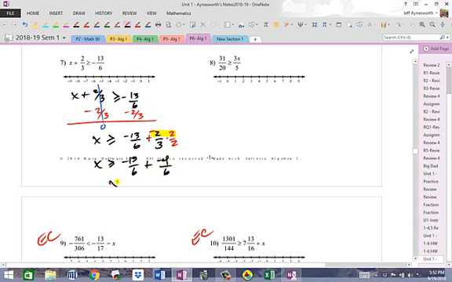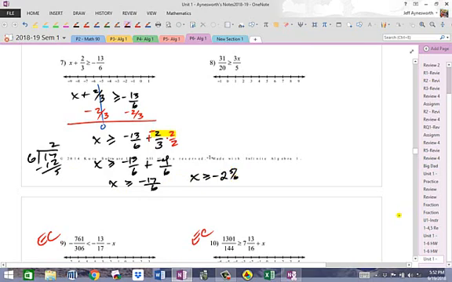So what do you get? x is greater than or equal to negative 17/6. Okay, so what is that? Well, 17 divided by 6 divides twice, remainder 5. So 2 and 5/6. So x is greater than or equal to negative 2 and 5/6.